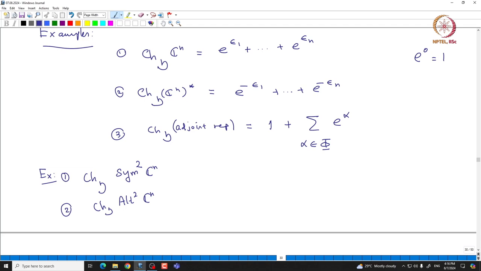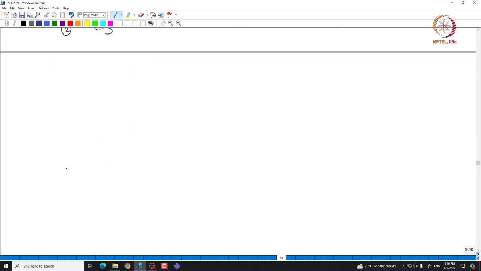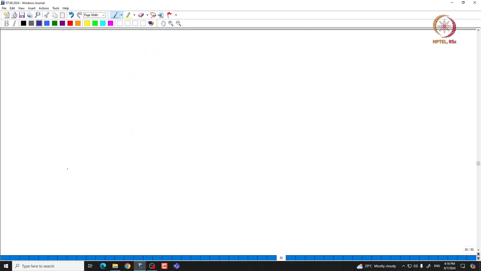Okay. So let us actually look at the action of G and then try to understand how it is reflected in terms of the weights. So let us take again V being a finite dimensional representation of G, and then we fix this direct sum decomposition of V as weight spaces.